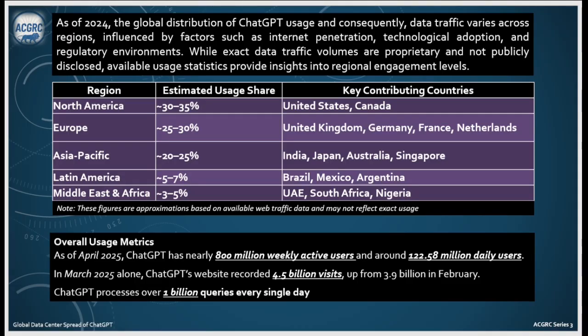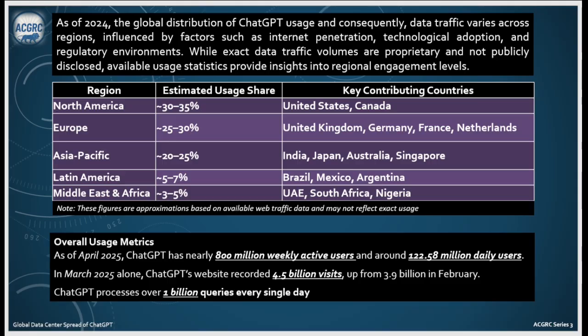We have North America contributing 30 to 35%, Europe 20 to 25%, Asia Pacific 20 to 25%, Latin America 5 to 7%, Middle East 3 to 5%. You can look at the spread of countries. These figures are approximations based on available web traffic data and may not reflect exact usage, but this is more of a top view so that we have a perspective about how things are flowing in the backend.